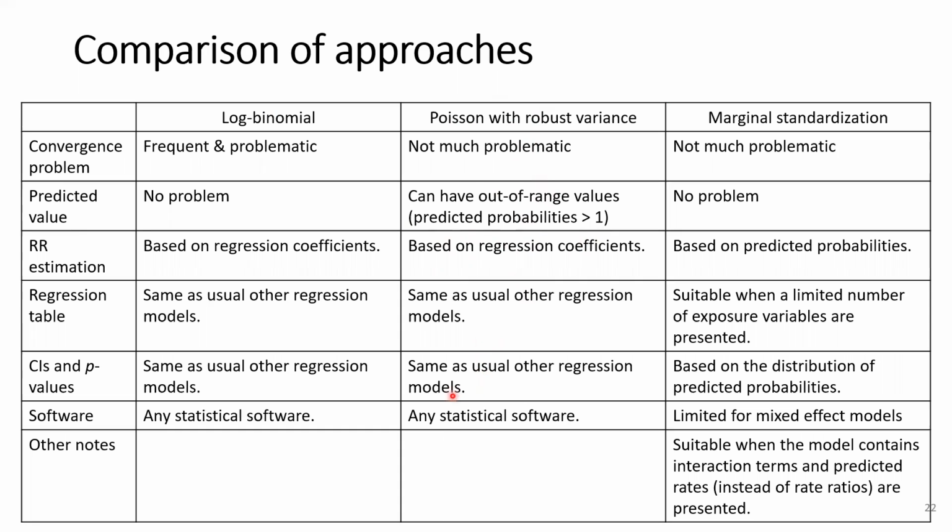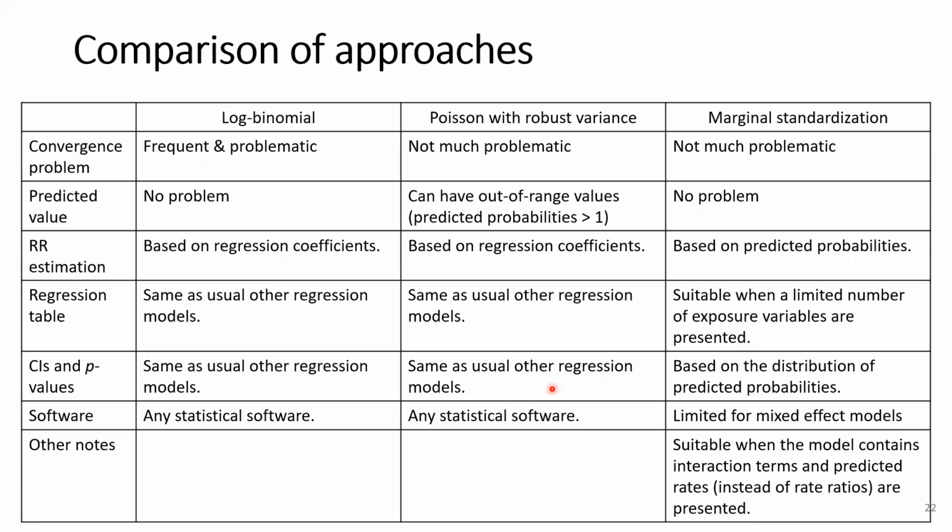And confidence interval, p-value, any statistical package can handle this. So this is one good candidate. Only this one is a program, and if you feel uncomfortable about this, you may not want to use a Poisson model. And marginal standardization, I think a big problem may be around here. We calculate relative risk, confidence interval, and p-value based on predicted probability, not from the estimated coefficient, which is different from the other options.